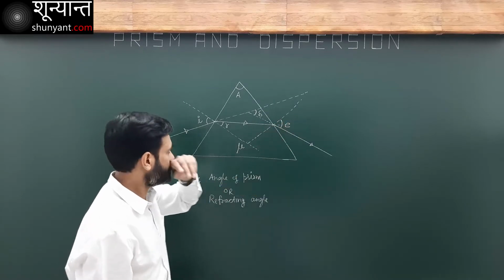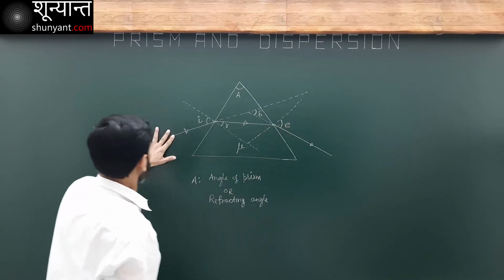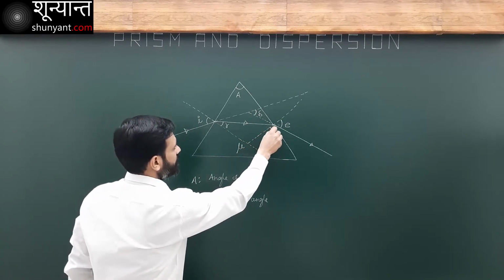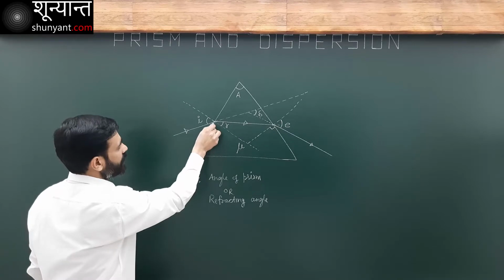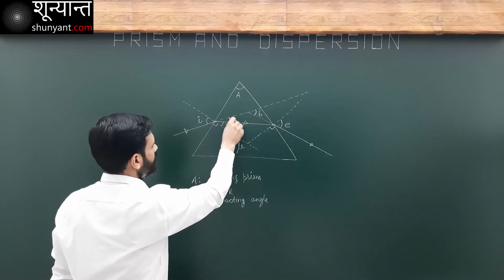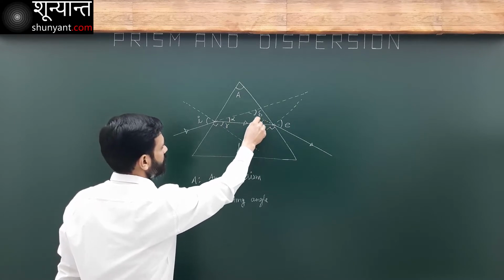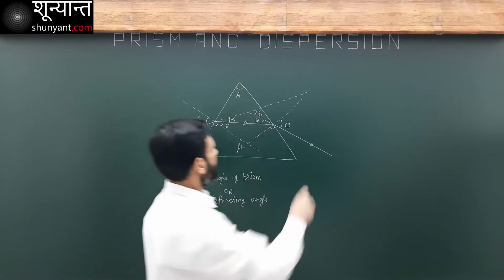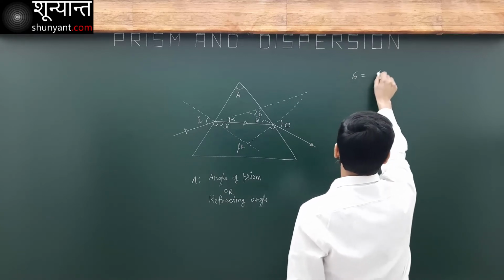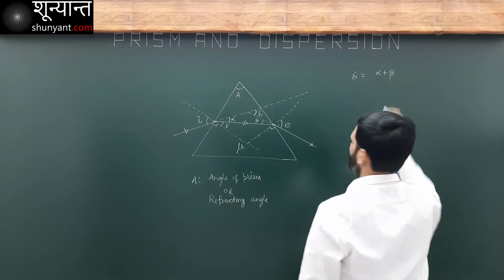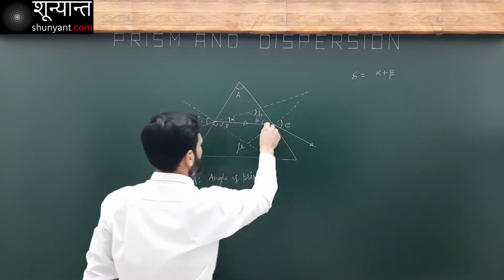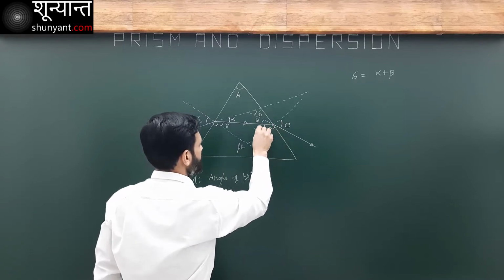Makes sense? Now what will be delta? If you look at these angles, this angle is 90 degrees, it's a normal. This also is 90 degrees. Let's say that this angle is alpha and this angle is beta. So delta will be equal to alpha plus beta. Now this angle here I am calling R dash.